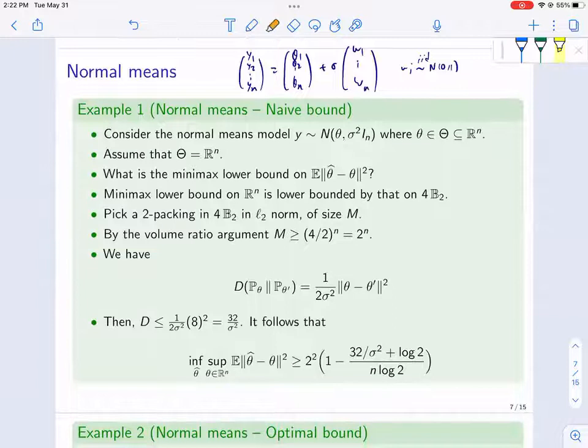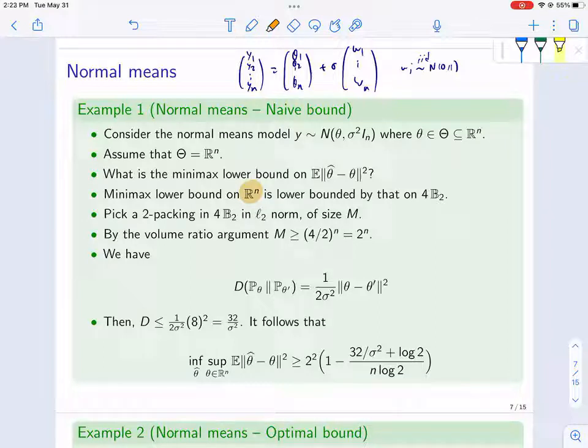So for some theta which belongs to this capital Theta, which is a subset of R^n. First, let's say there is no restriction on theta. So let's see how well we can do. What is the minimax lower bound of this? Let's try a naive bound first. R^n is an unbounded set. I'm going to pick any subset in there, and if I pick a subset, I get a lower bound of the minimax.